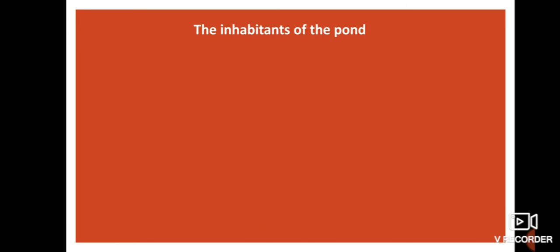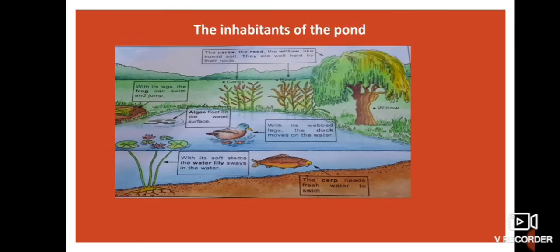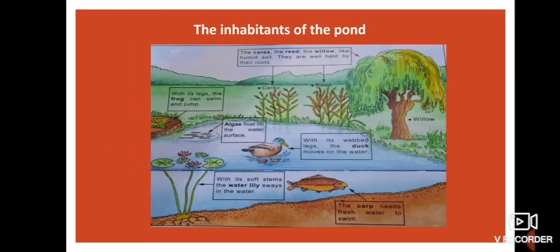Let's discover together another habitat. This habitat is the pond. What are the inhabitants of the pond? The pond groups amazing varieties of animals and plants. What do these animals and plants do in order to live in this habitat?